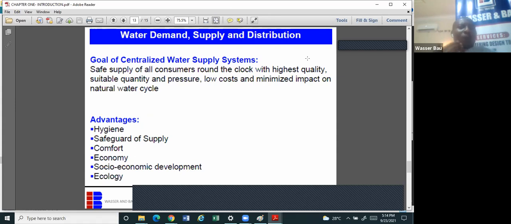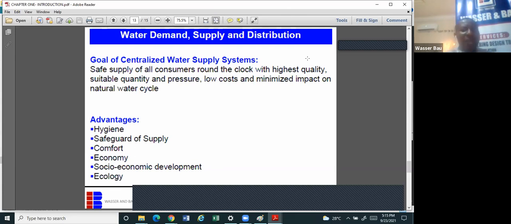When you are designing a water supply system, you are supposed to have a goal. What is your goal? What is your aim? Is it to supply water? Is it to improve on existing water? Is it to clean the water? So you should be able to define. Normally the general goal of a centralized water supply system is to supply all consumers around the clock with the highest quality, suitable quantity and pressure, at low cost, and minimize impact on the natural water cycle. So this is very important.